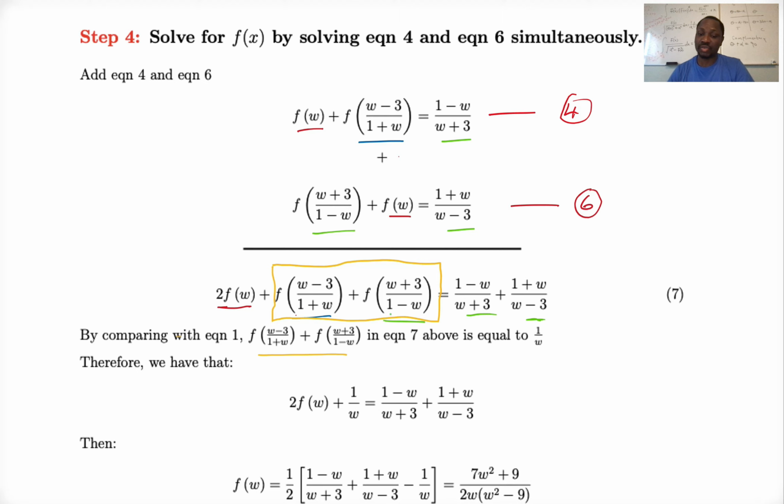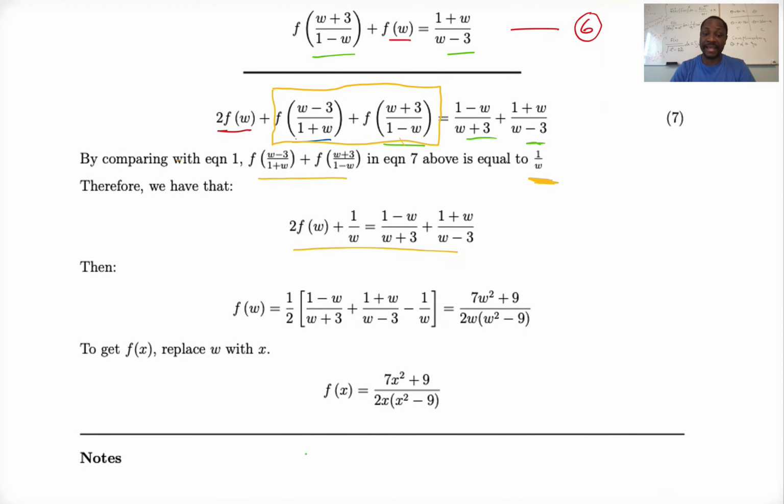So that means these two will add up to give the right hand side of equation 1, except with a change in variable, w instead of x. So all that can be replaced with 1 divided by w, and that's what we did here. And then I can now solve for f of w by moving all the terms to the other side. So 1 divided by w was moved to the other side, and I just divided all through by 2 to end up with f of w. And then when you simplify this, you're going to get this.